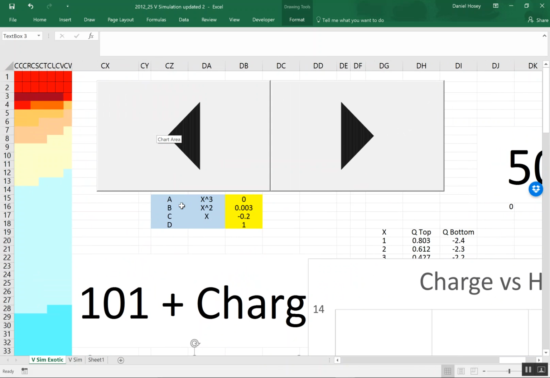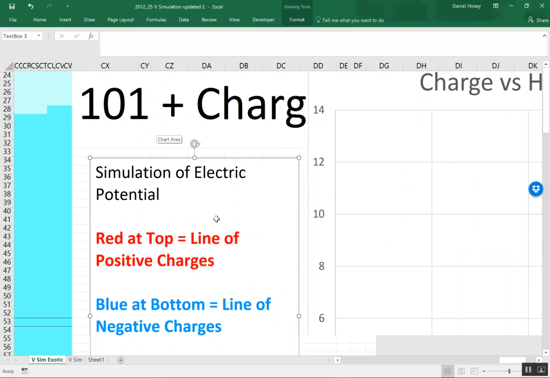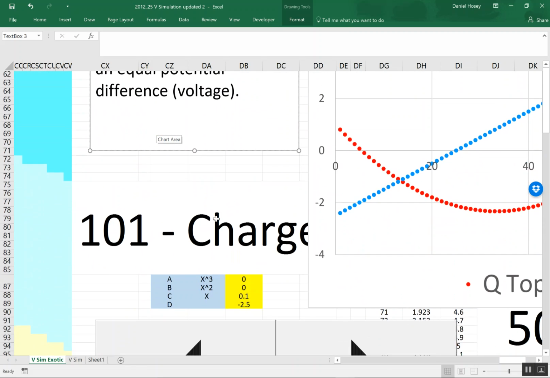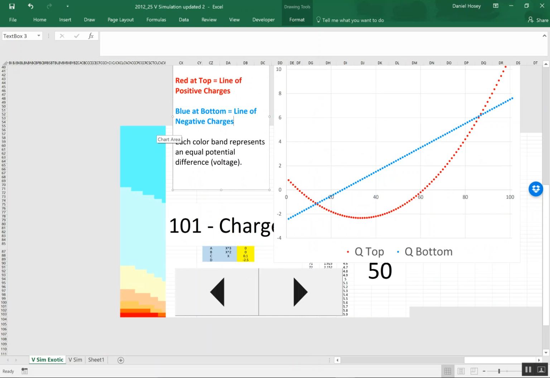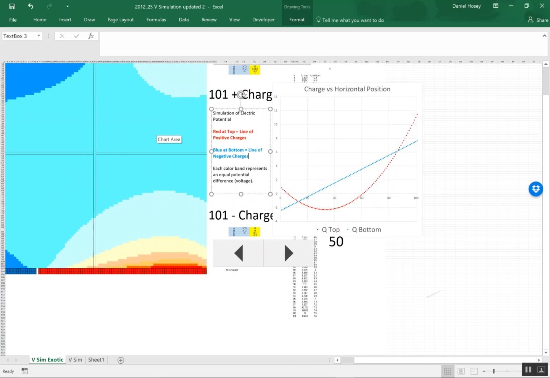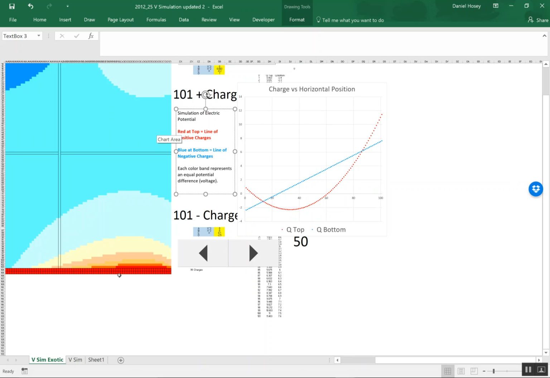I made the charge distribution a third-order polynomial where you could change the coefficients. So this is for the top charge distribution, and this is for the bottom charge distribution. Remember, there's 100 slots horizontally across that you can put charge. So it even goes from positive to negative. The red one is the top plate, or whatever it is up there, not a plate. And the blue is the bottom.